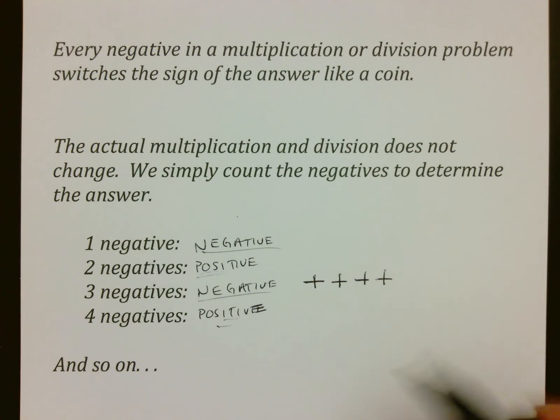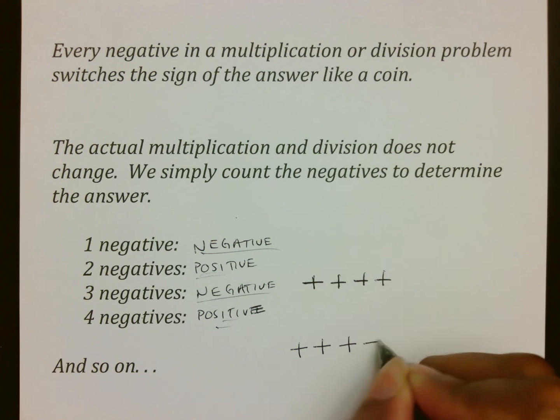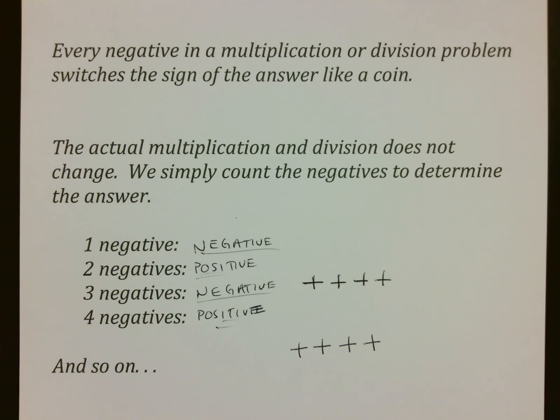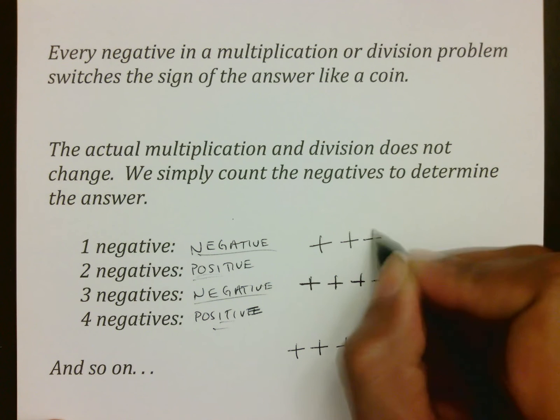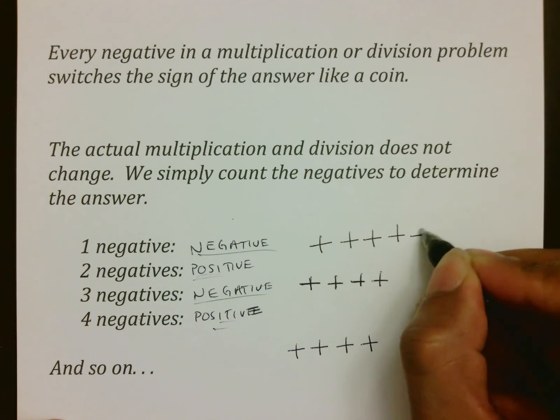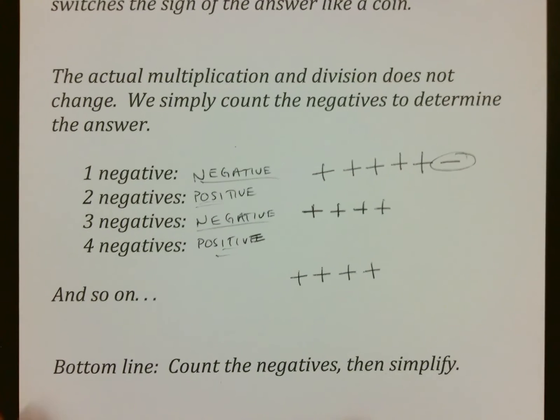And so 8 negatives should be 1, 2, 3, 4, 5, 6, 7, 8 positive because 8 is even. 11 negatives, because it's odd, should be negative, but watch. 1, 2, 3, 4, 5, 6, 7, 8, 9, 10, 11. Notice how I end on a negative, which means that 11 is negative. So again, bottom line on that is just to count the negatives and then simplify. Again, it's not really tough.